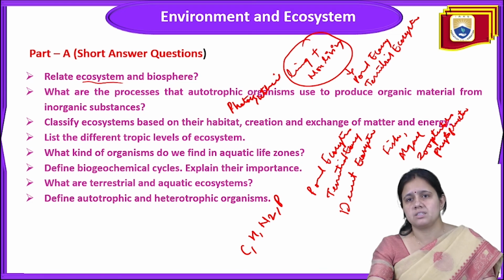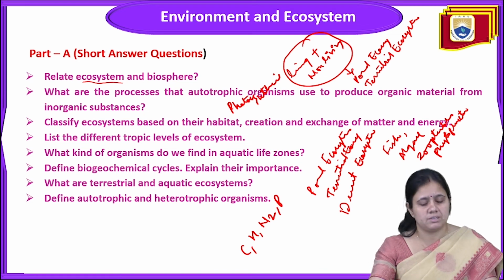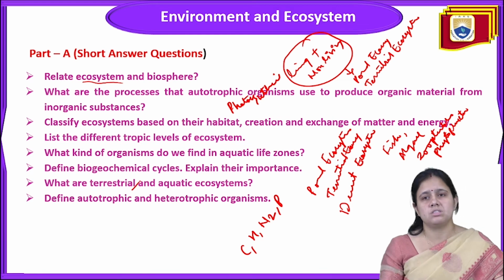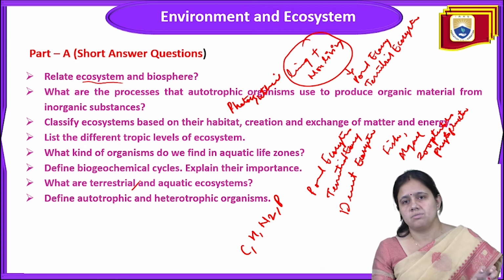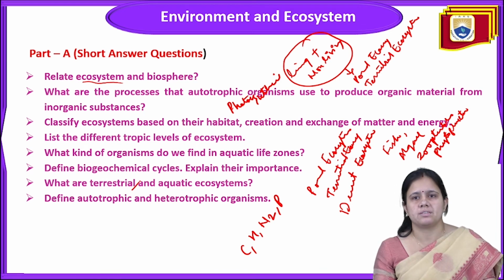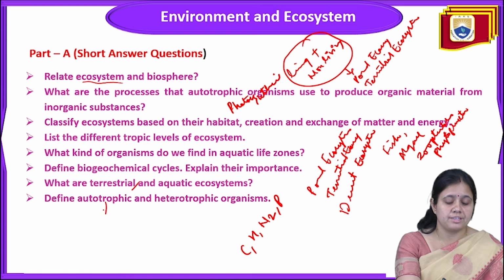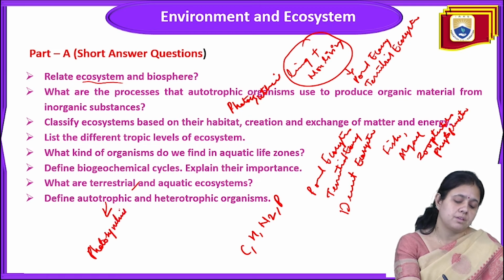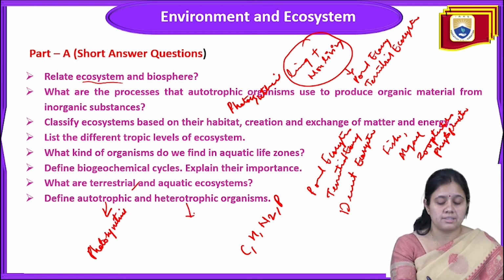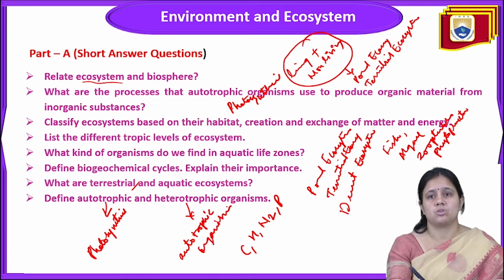A terrestrial ecosystem means, for example, a grassland ecosystem, and an aquatic ecosystem means the pond ecosystem. Now define the terms autotrophic and heterotrophic organisms. Autotrophic organisms are those that use sunlight to make their own food through the process of photosynthesis. And heterotrophic organisms are those that consume the autotrophic organisms.